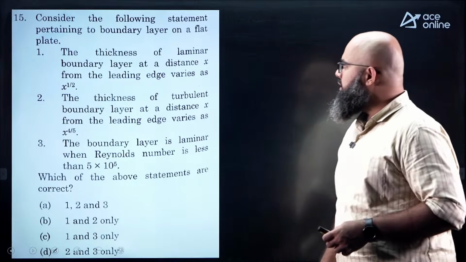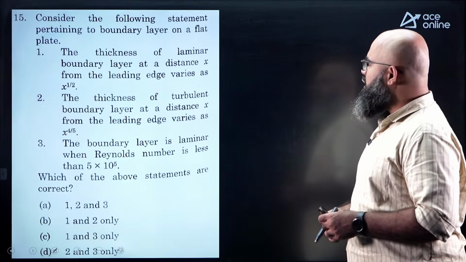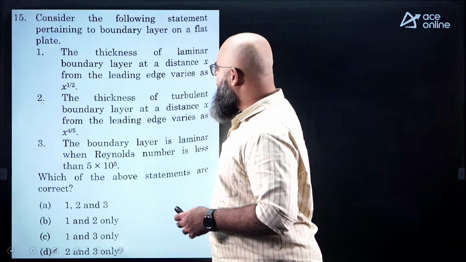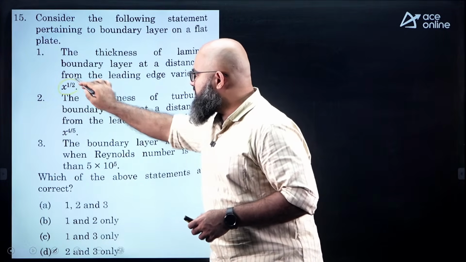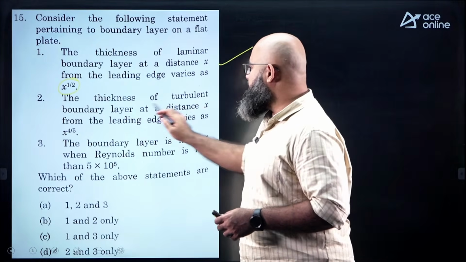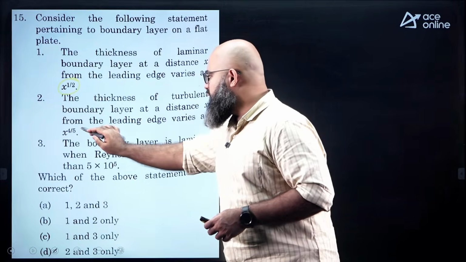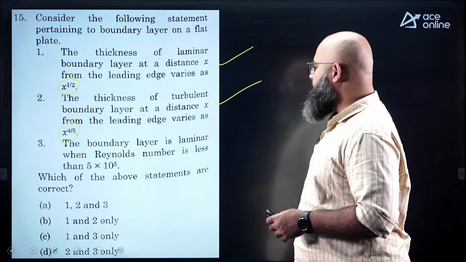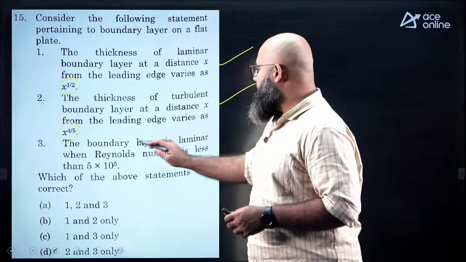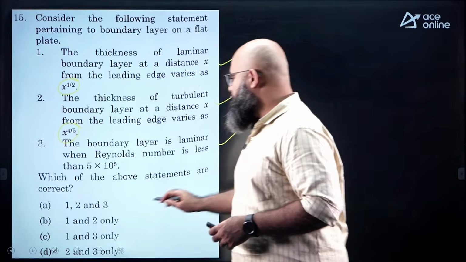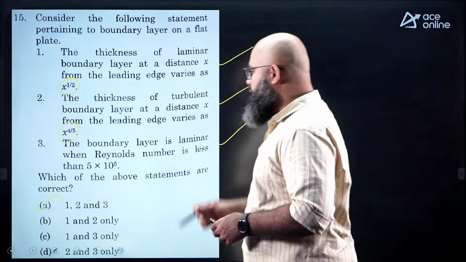Moving further. Consider the following statements pertaining to boundary layer on a flat plate. The first statement is: thickness of laminar boundary layer is proportional to x power half. This is a correct statement. Next: thickness of turbulent boundary layer from the leading edge is proportional to x power 4 by 5. This is also correct. Next: the boundary layer is laminar when Reynolds number is less than or equal to 5 into 10 power 5. This is also correct. So all three statements are correct. Therefore, option A would be correct.